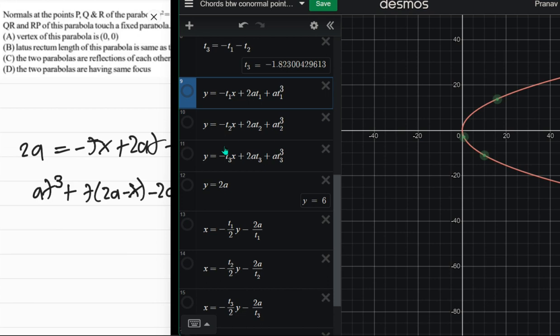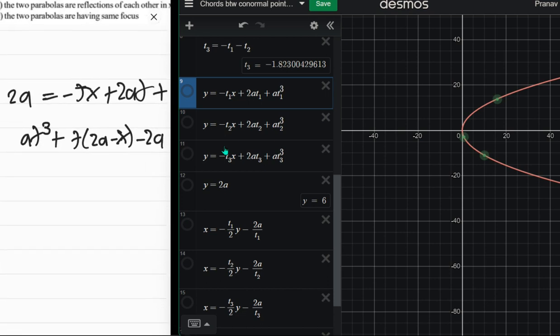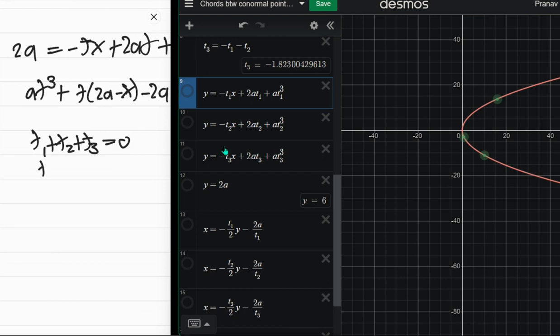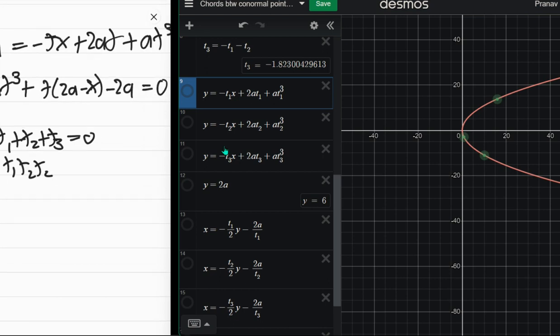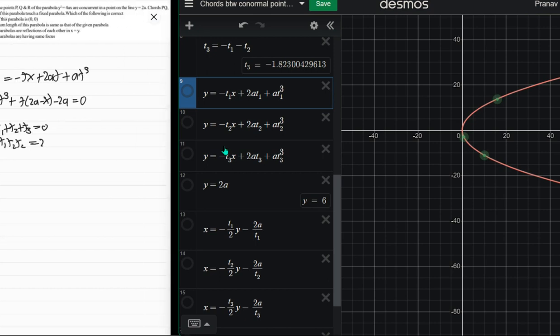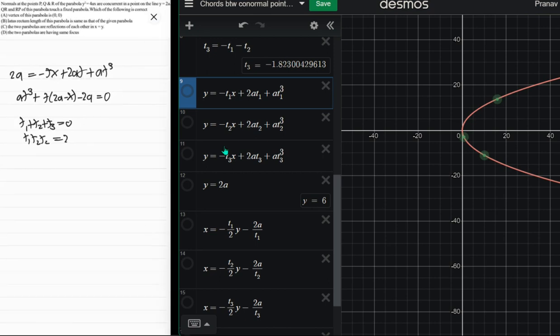So because t1, t2, t3 are the roots of this equation, you can use the fact that t1 plus t2 plus t3 is equal to 0, because there's no t squared term over here. And similarly t1 t2 t3 will be the negative of negative 2a upon a, which is just 2. Now, the next thing the question says is, these are concurrent in a point on line y equal to 2a, we know that. And then the chords PQ, QR and RP of this parabola touch a fixed parabola.